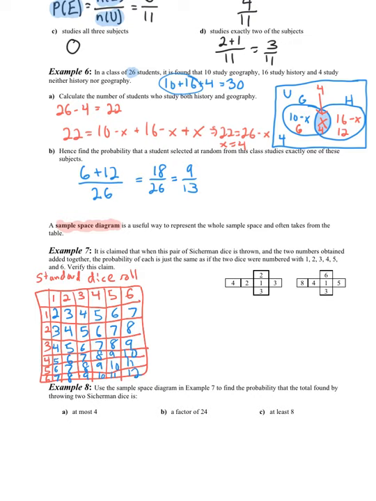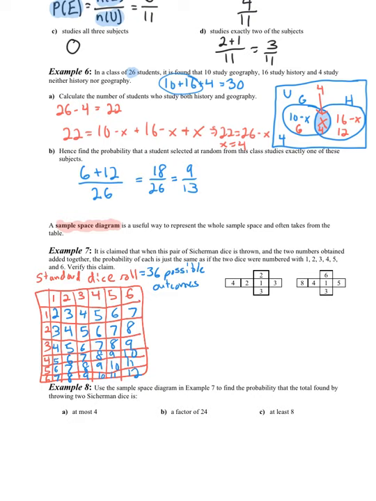And one important thing to remember, standard dice roll, it's always going to be 36 possible outcomes every time you roll 2 dice. And this is the list of all 36 possible outcomes. That's what the sample space diagram is, the list of all 36 outcomes.